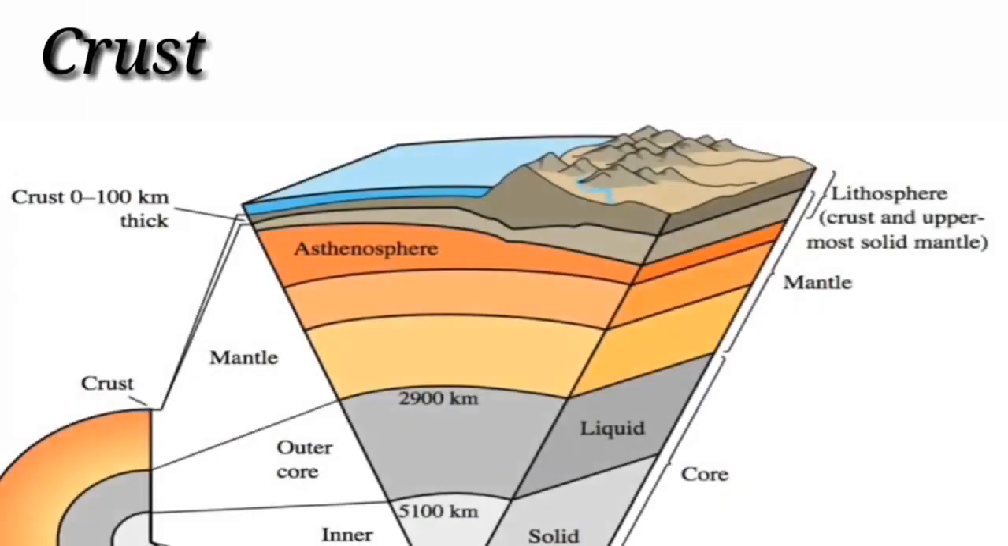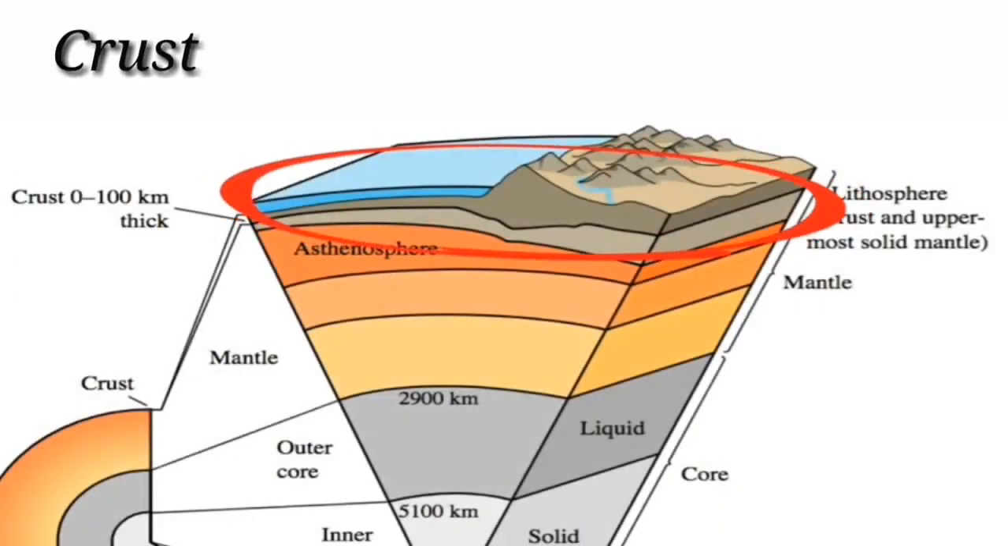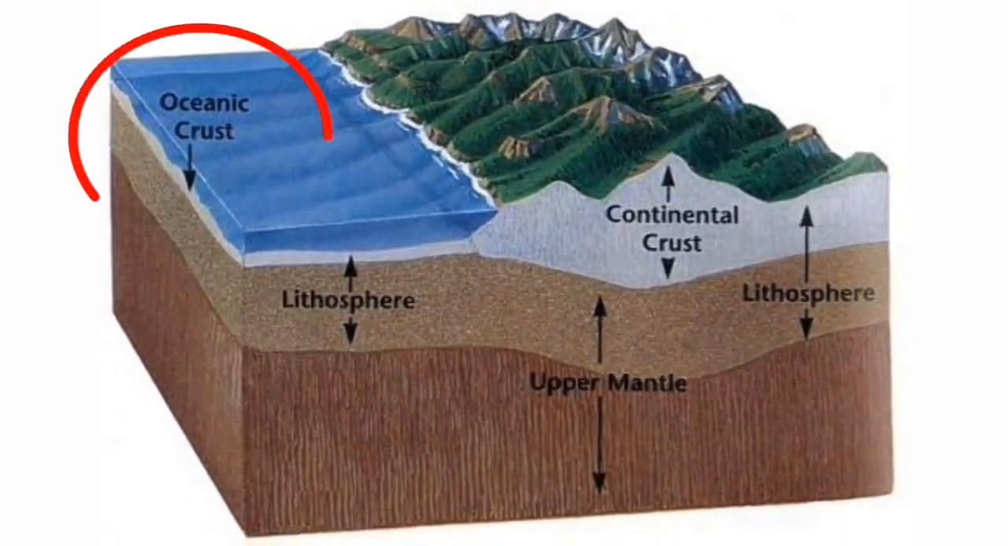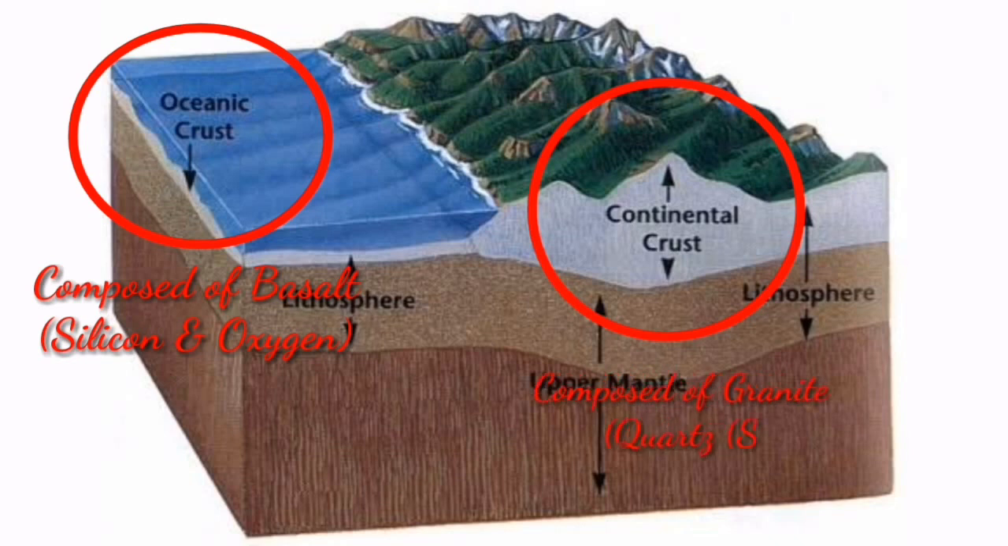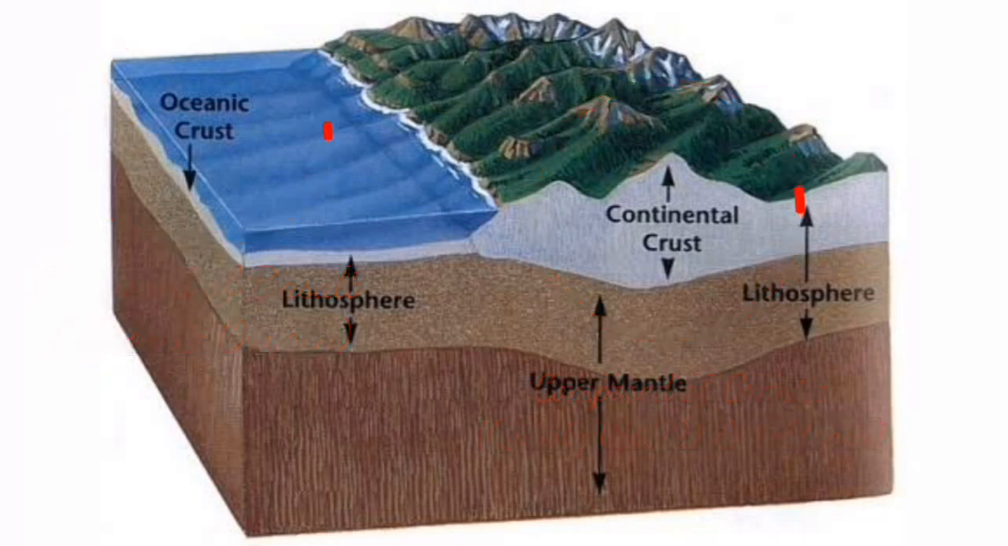The thinnest and the outermost layer of the Earth, the crust, is also divided into two. We have the oceanic crust, which is composed primarily of basalt, and the continental crust, composed of granite.